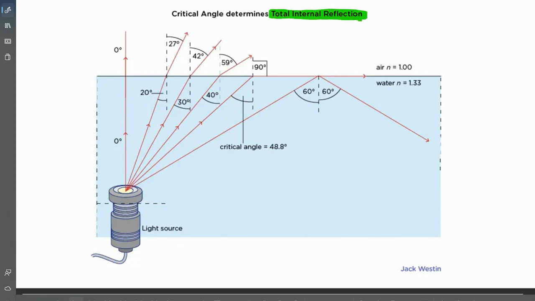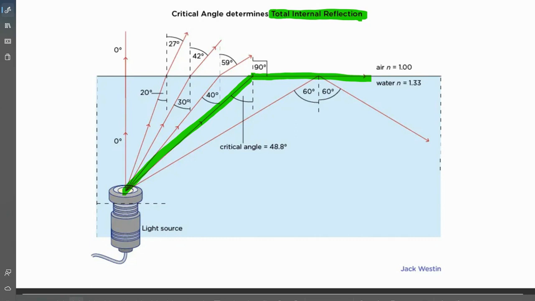What this means is no light passes through. So this is from water into air. It gives you all these different values. If your angle is 0, then sine of 0 is 0, so you just go straight through. Whereas 20 degrees, you'd come out into air at 27 degrees. 30 degrees, you come out at 42, 40 to 59. This is the critical angle right here. So that critical angle, you come in at 48.8 degrees. And if you do the math for Snell's law, that would spit out exactly 90 degrees.